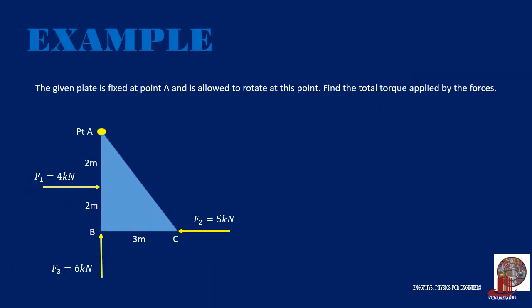Another example is the following. The given plate is fixed at point A and is allowed to rotate at this point. Find the total torque applied by the forces. With the requirement of the total torque, we can start by saying that total torque is equal to M1 plus M2 plus M3, as we have three forces.